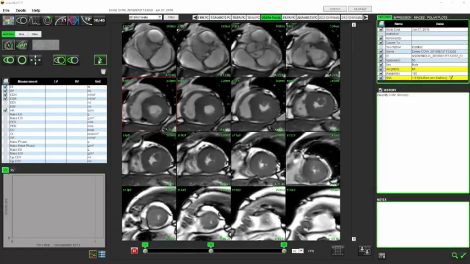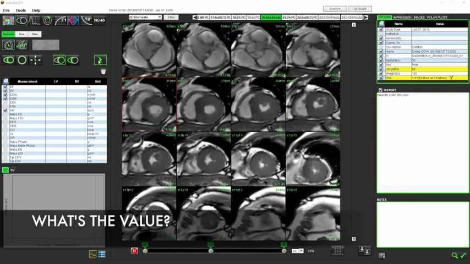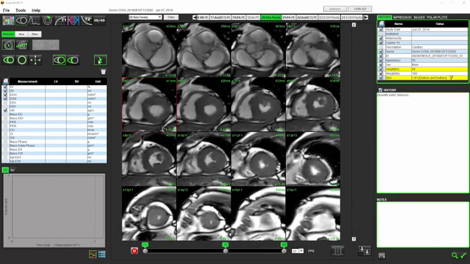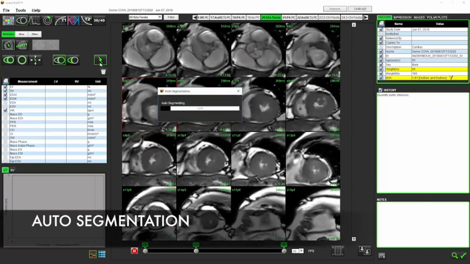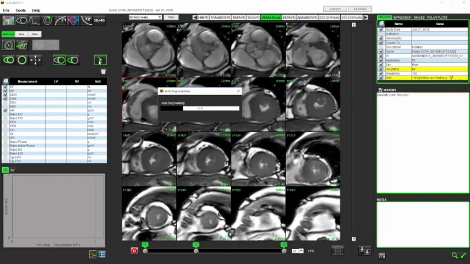Yesterday, someone asked me what's the value of tracing more than just end diastole and end systole. It's a great question. It turns out there are several unique advantages to tracing all the cardiac phases, and this case illustrates one of them. I'm going to go ahead and kick off the automatic segmentation by clicking on this lightning bolt.